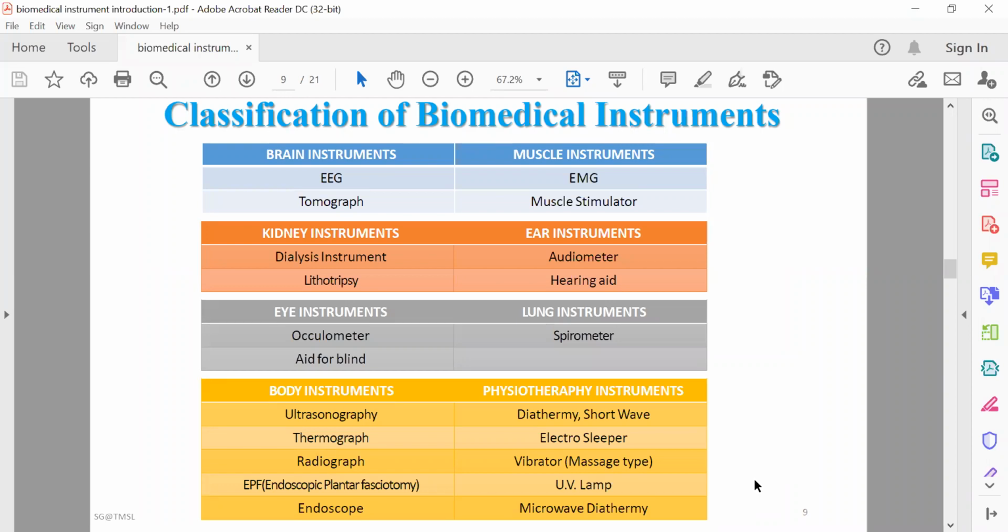Kidney instruments are available, which are basically used for dialysis purposes. So dialysis instruments are there. Lithotripsy instrument is there. And for hearing purposes, the ear instruments are available: audiometer and different hearing aids. For eye purposes, the eye instruments are oculometer and different aids for the blind.